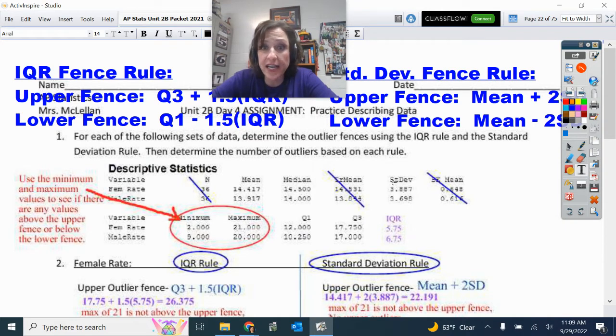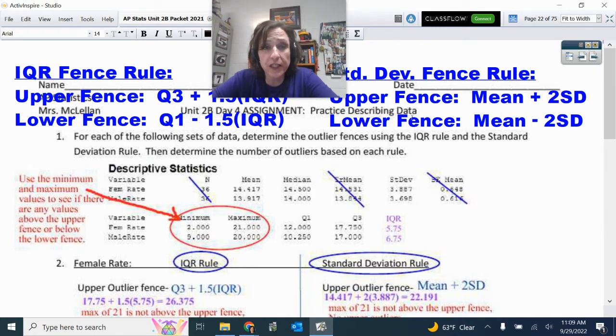Here's your standard deviation for the females and the males. So see, here's your mean plus two standard deviations, which would give you the upper fence. And for the lower fence, you could do the mean minus two of these standard deviations to get the lower fence, if you were using the standard deviation fence rule. Then we see here, oh, this is standard error of the mean. We will not use that until the very last unit this year.